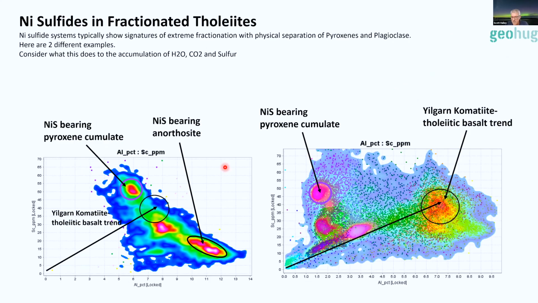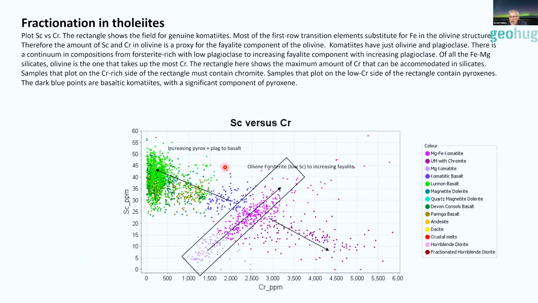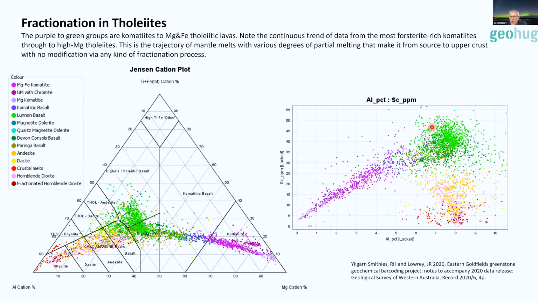So just for reference, on these following diagrams, I've taken this plot. We're looking at the background for tholeiitic lavas and komatiitic lavas. I'm just comparing these other data sets with this group of tholeiites and this group of komatiites.